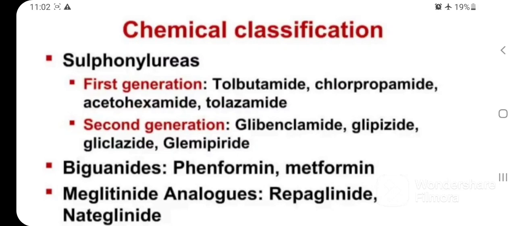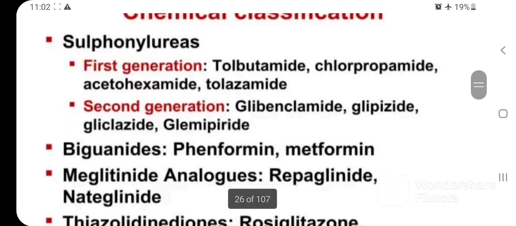If they ask for sulfonylureas, say glibenclamide. In sulfonylureas, there are first generation drugs, for example tolbutamide, chlorpropamide, acetohexamide, then tolazamide. The second generation: glibenclamide, glipizide, gliclazide, then glimepiride. These are some of the sulfonylureas. And sulfonylureas are the most selling brand in India. Not only in India, in the world.